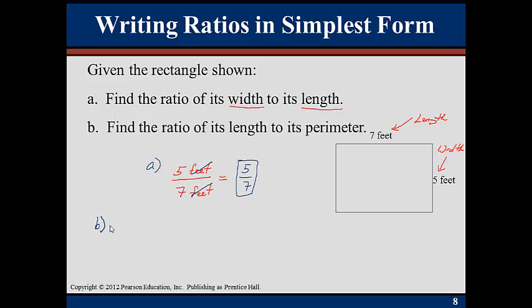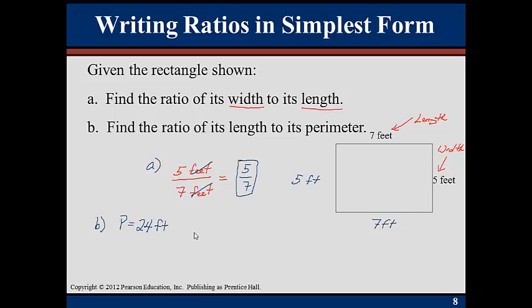So the first thing we've got to do is find the perimeter of this rectangle. So remember, perimeter is equal to adding up all the sides. Well, if this is 5 feet, this is also 5 feet. And if this is 7 feet, this is also 7 feet. So you're going to do 7 plus 5 plus 7 plus 5, and you should get 24 feet.